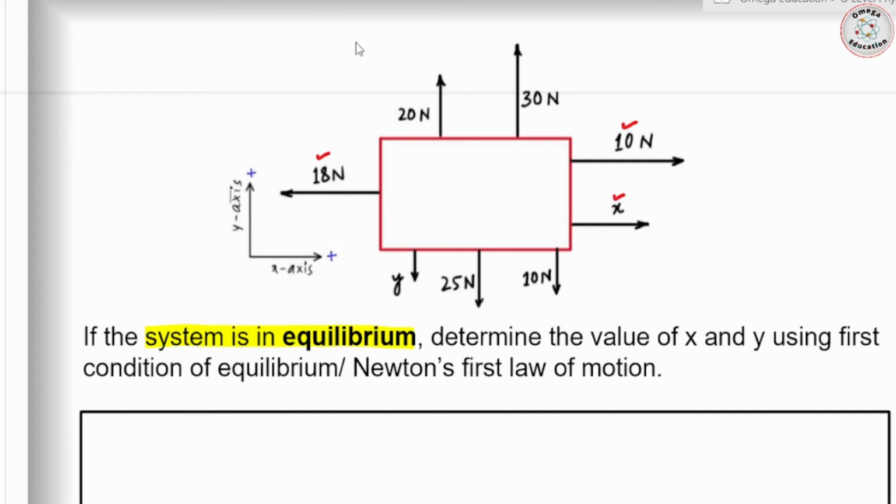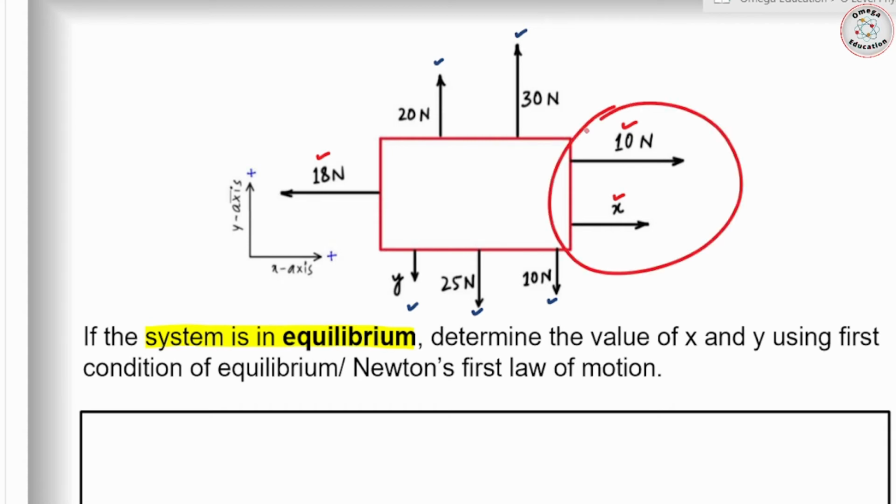So the sum of all these horizontal forces should be zero. Then the thing is, how many vertical forces are there? 1, 2, 3, 4, 5. The sum of all those 5 forces should be 0. The convention is that the forces which are being exerted on the right side are taken as positive. So this force would be positive, x would be positive, and the force on the left side would be taken as negative.